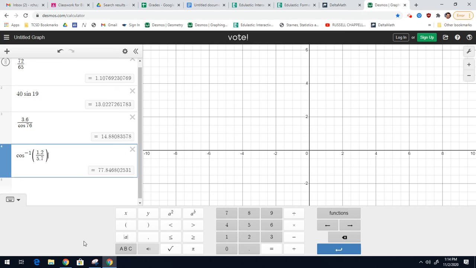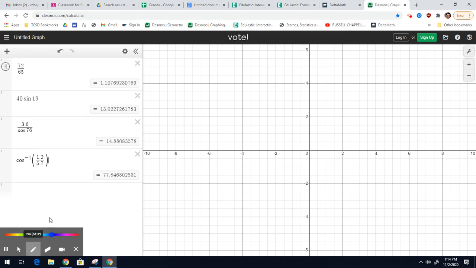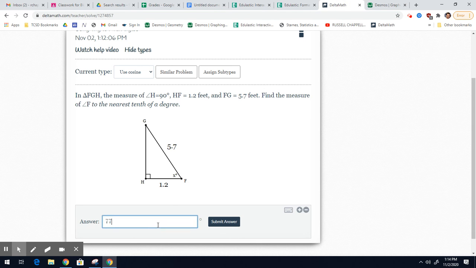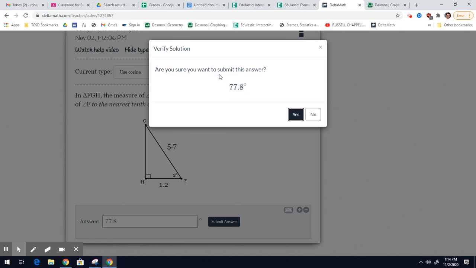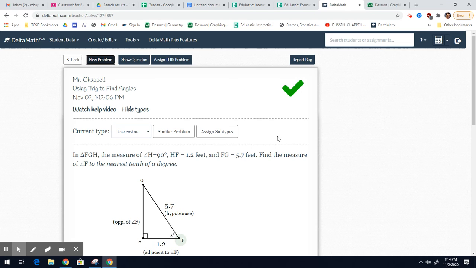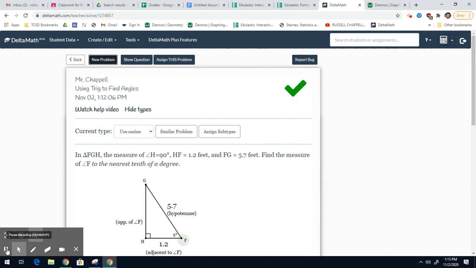That is my angle measure in degrees. The 4 keeps the 8 the same, so this is 77.8 degrees, and that's the angle measure for this angle. And again, that's just by using inverse cosine. So I'll go back to my problem, 77.8. There we go. All right, let's do one more of these.